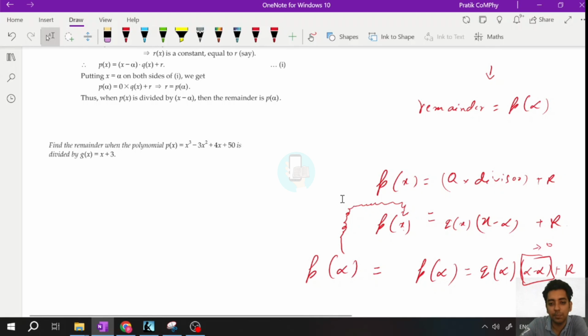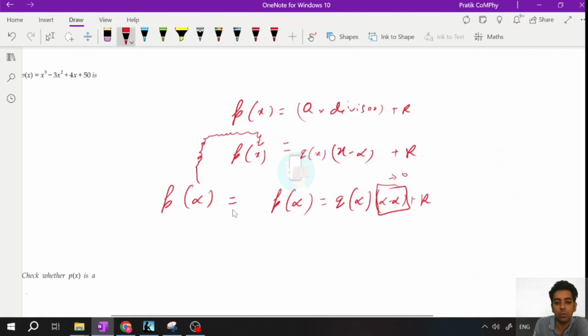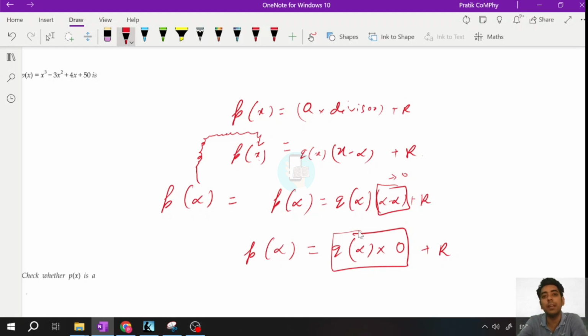So logically speaking, if I'm trying to explain this out here, P of alpha is nothing but Q of alpha times zero plus remainder. So this quantity is zero. Anything multiplied with zero is zero, no? So with that concept, I can say P of alpha is nothing but the remainder.